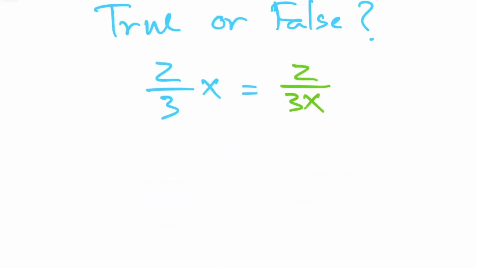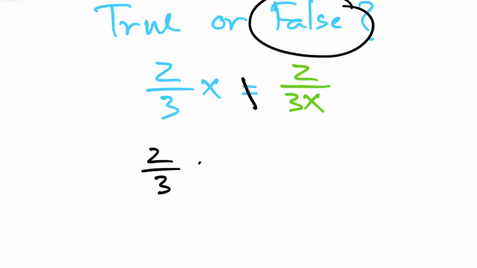As you can see. True or false, 2x over 3 equals 2 over 3x. What do you think? True or false? I will give you 10 seconds to think about the problem. So the answer is false, okay? 2x over 3 is not equal to 2 over 3x, okay? However, you can write this as 2x over 3.